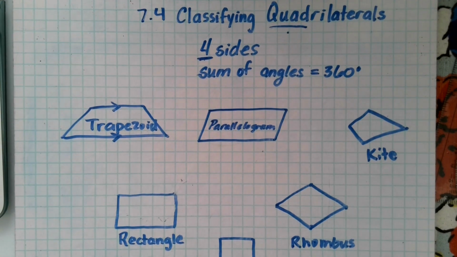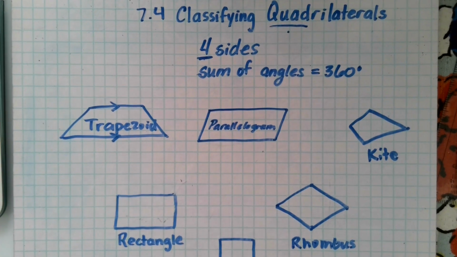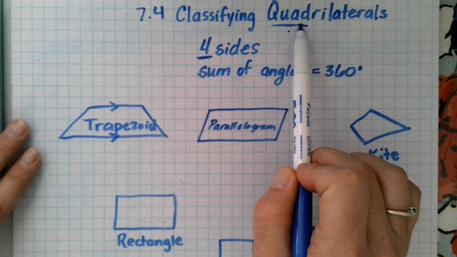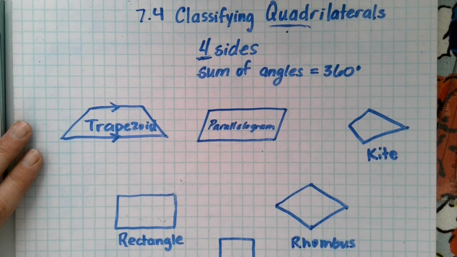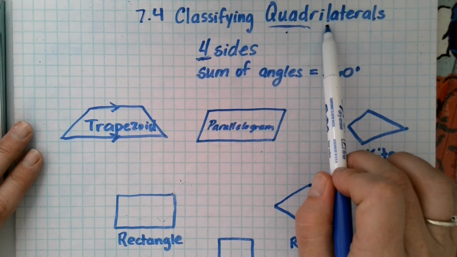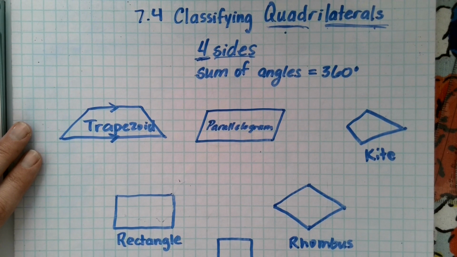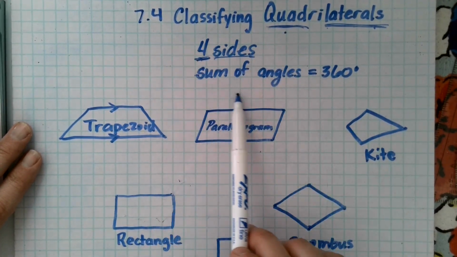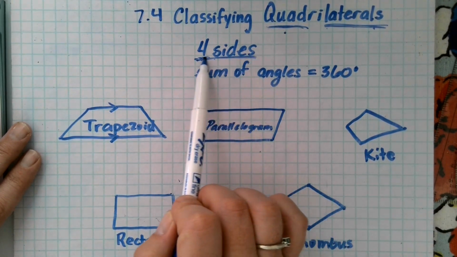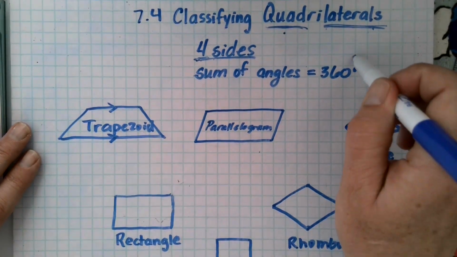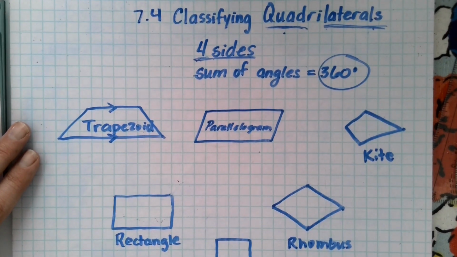Welcome to 7.4. Today we're going to be classifying quadrilaterals. So if you look at quad and think 4, you are spot on. And if you think lateral, meaning something to the side, it means sides. So you have 4 sides, right? Any quadrilateral that we look at is always going to have 4 sides. Another really cool thing about it is that the sum of the angles is always going to be 360 degrees.